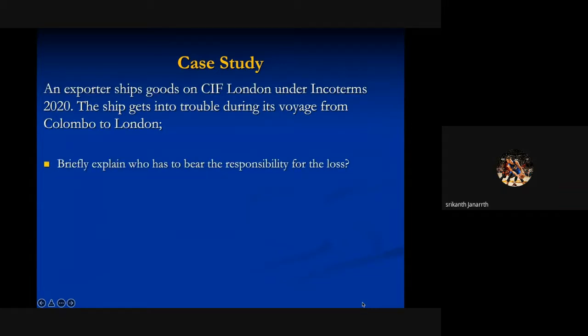Briefly explain who has to bear the responsibility of the loss. Definitely, you can say the buyer has to bear the responsibility for the loss. You can write the answer: the buyer has to bear the responsibility of the loss.